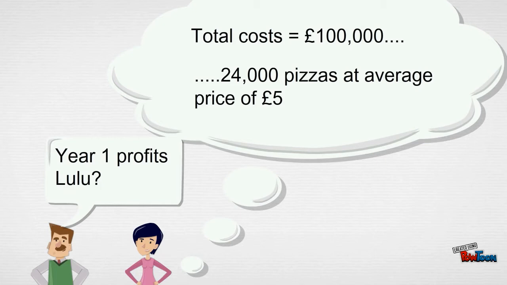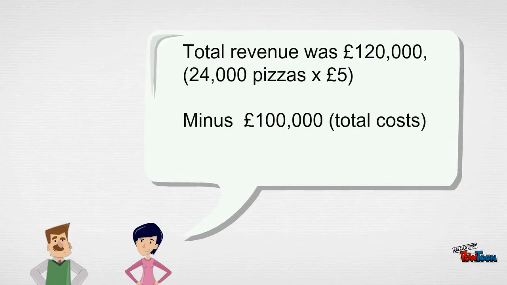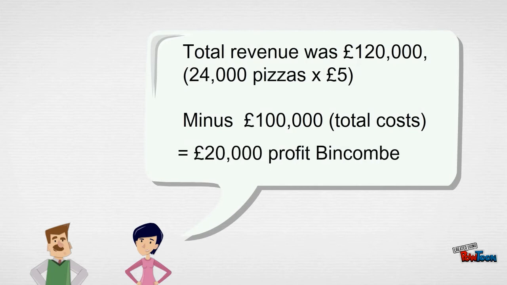Now pause the video and work out what the profit was for the year. Remember, profit is total revenue minus total costs equals profit. Binkham and Lulu's profit for last year can be worked out fairly quickly like this. Total revenue was £120,000, that's 24,000 pizzas multiplied by £5. So take away £100,000 total costs and you've got £20,000 profit.